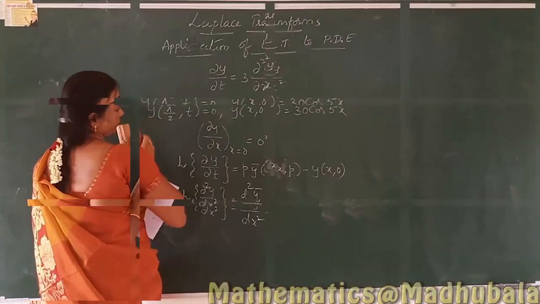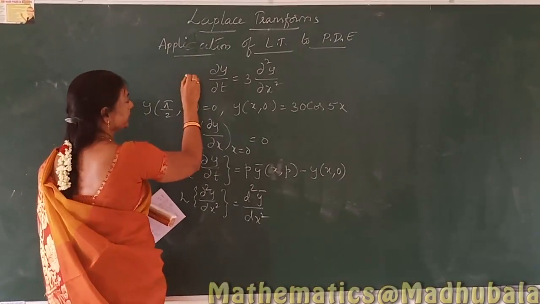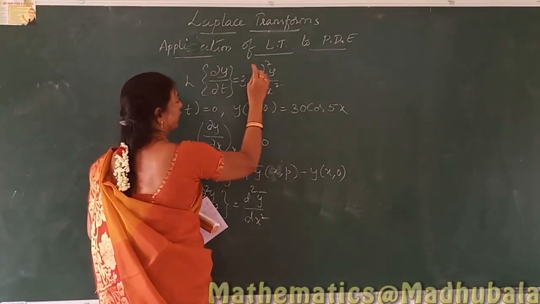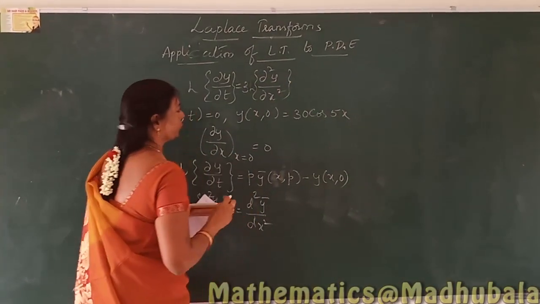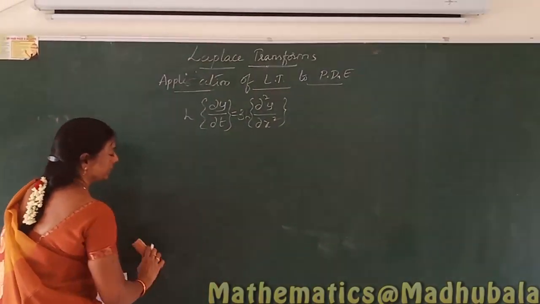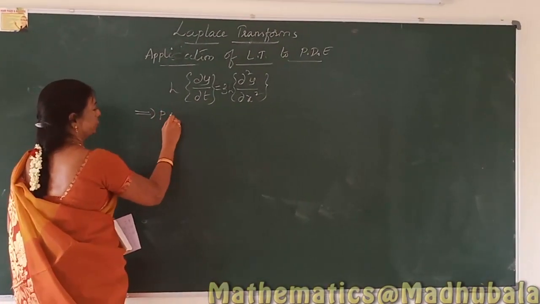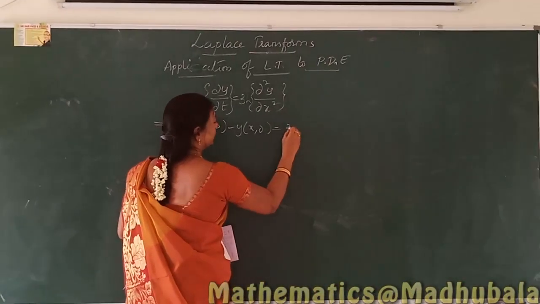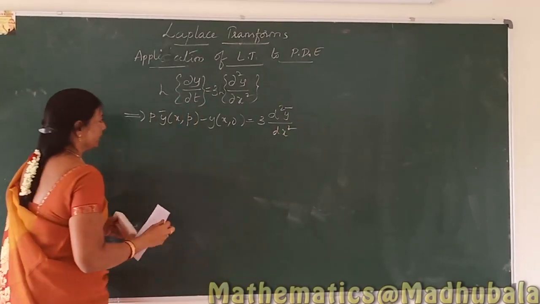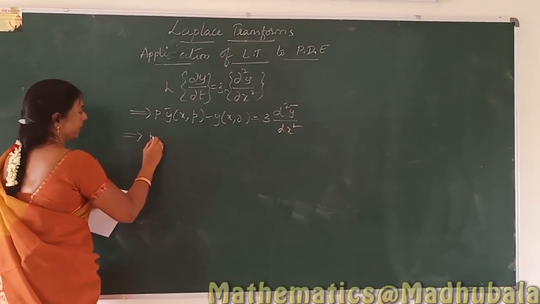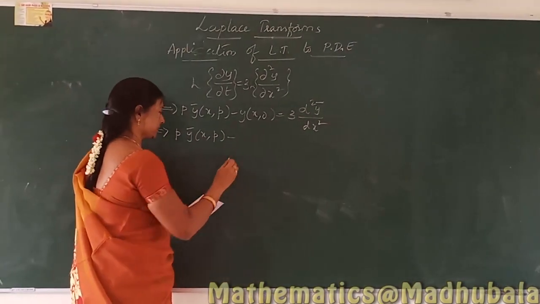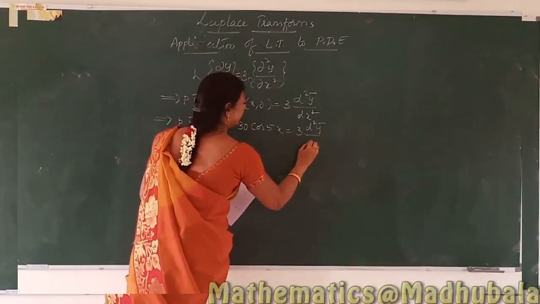Applying Laplace transforms to the given partial differential equation, we get L of ∂y/∂t equal to 3 into L of ∂²y/∂x². Let us have the conditions later. So this is p ȳ(x) equal to 3 d²ȳ/dx². Now that implies p ȳ(x, p) minus y(x, 0), which is given as 30 cos 5x, equals 3 d²ȳ/dx².